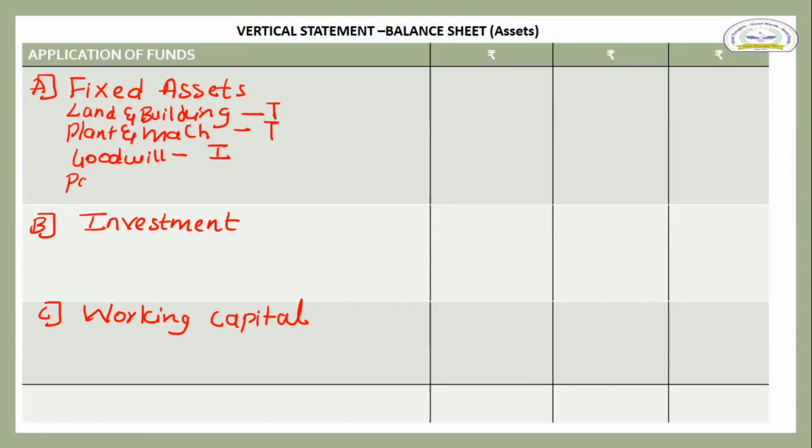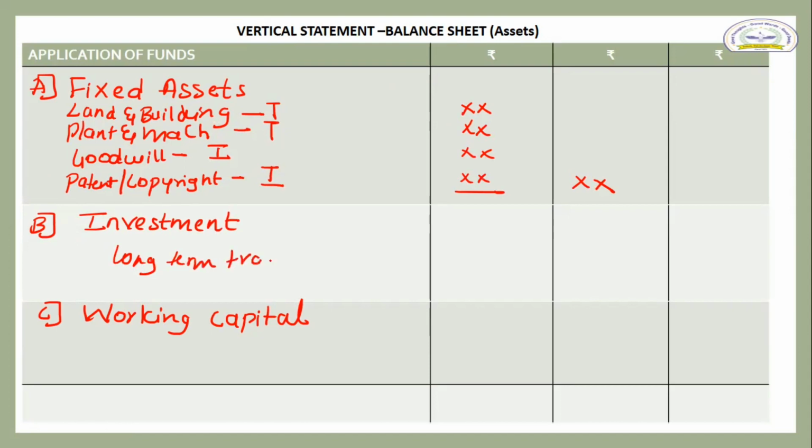If you are going to talk about patents, copyright, this is also an intangible asset. So whatever the amount we are going to write, we are going to write in the first column, and the total of this we are going to write in the second column. Is it clear, students? Now the investment, whatever the investment is given in the question, you just need to mention here. For example, long-term trade. So directly you are going to write long-term trade investment, whatever the thing is given, and write the amount here.